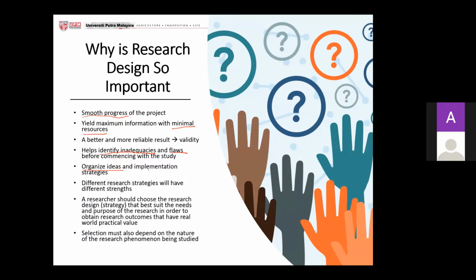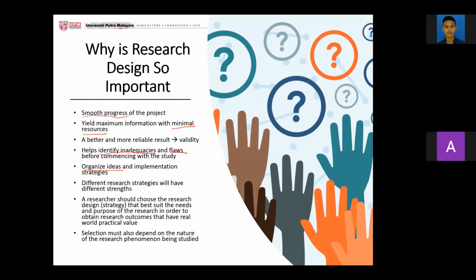Organize your ideas and implementation strategies. Okay, the thing is you have to organize. You have to look at the structure. If you go into the methods chapter of any thesis, you will see that the way they write it is structured. The subtitles are structured. It flows in a way that people can understand. And that's how you have to do it as well.